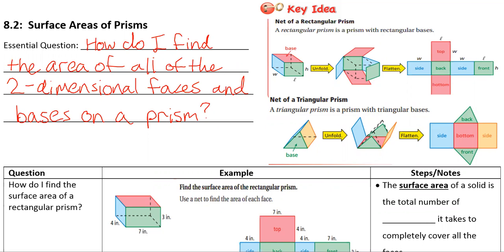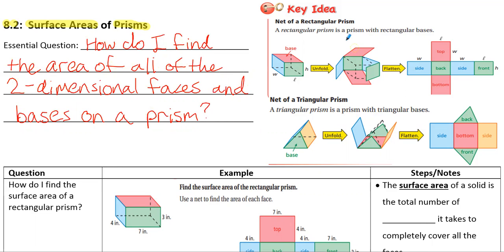It's so beautiful. Chapter 8, Section 2, surface area of prisms. And I already wrote down the essential question because I've been having so much trouble writing it. So how do I find the area of all of the two-dimensional faces and bases on a prism? You could pause the video right now and write that in on your own notes if you've printed them out. But let's think about that essential question.